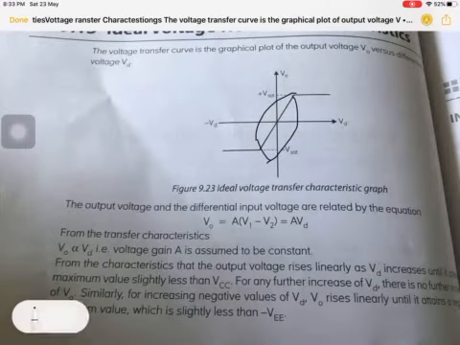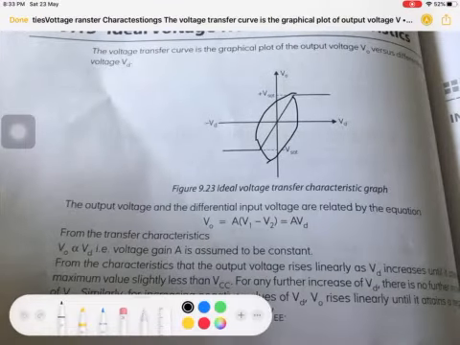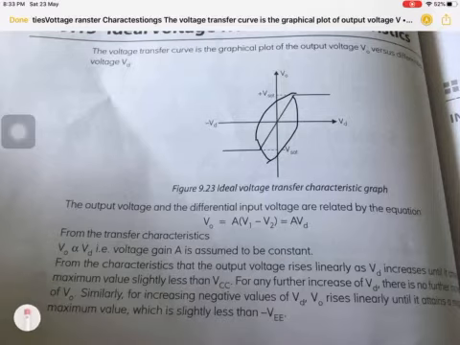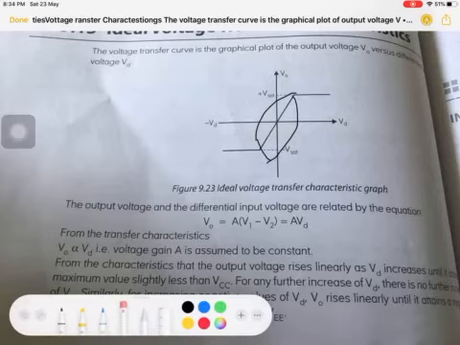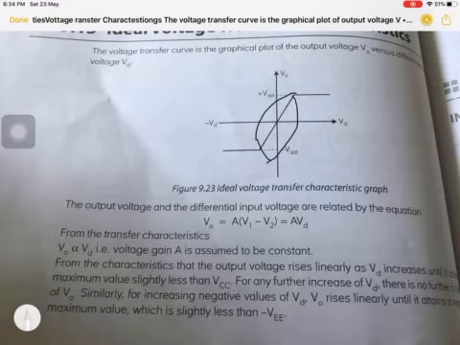This is the voltage transfer characteristics. In general, the input is defined as VD and the output is V0. This black line that I have drawn was not part of the curve. I have drawn it separately. This is the only curve.